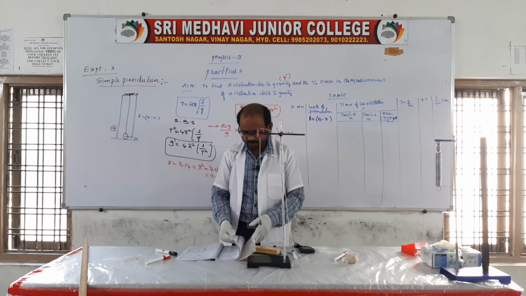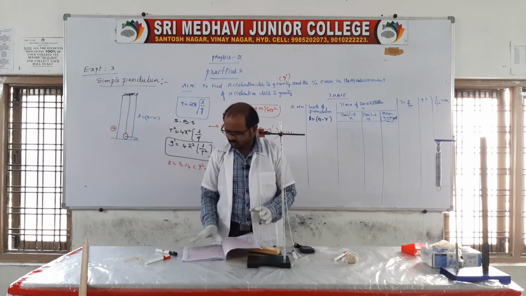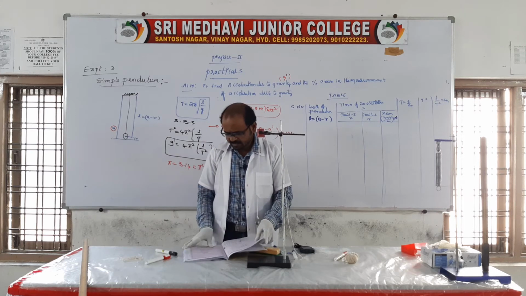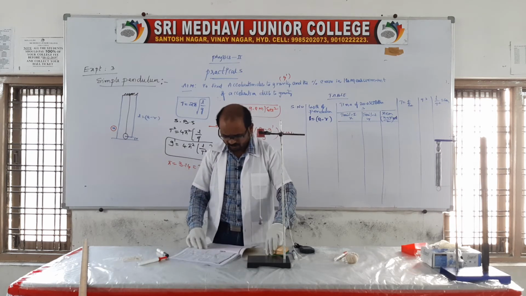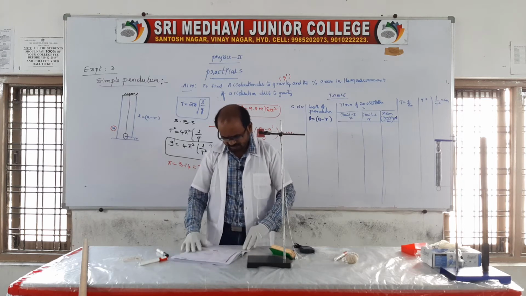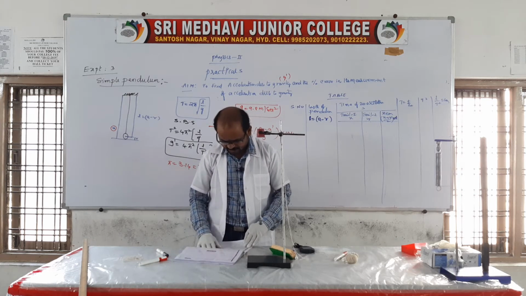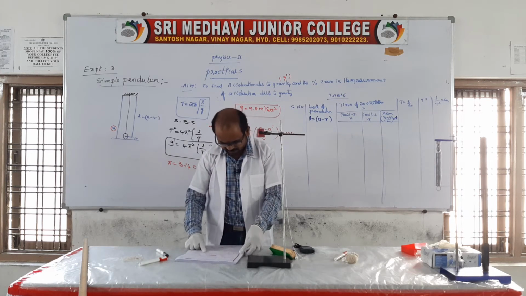Let us move to the experiment. I'll show you 1 or 2 readings. Then after that, we need to draw a graph also. I'll tell you how to take the graph also. Okay? That is about the determination of acceleration due to gravity at a given place.